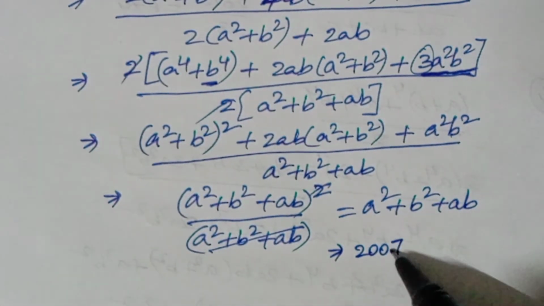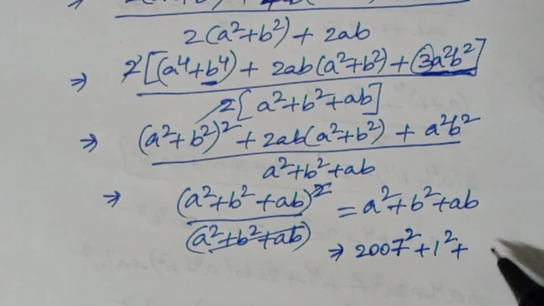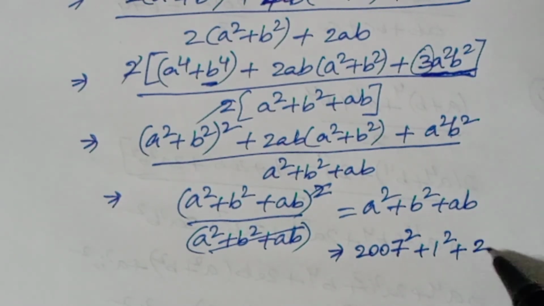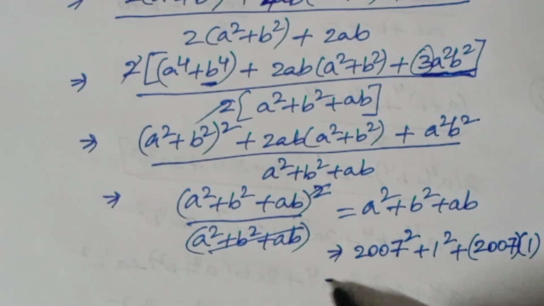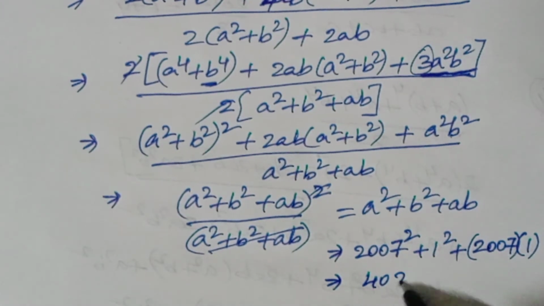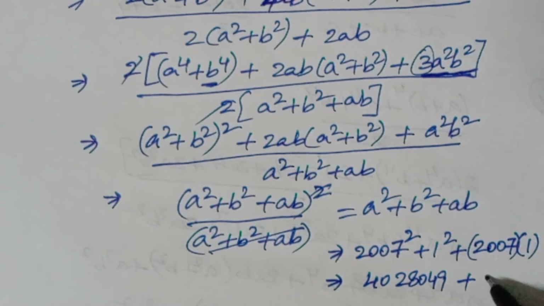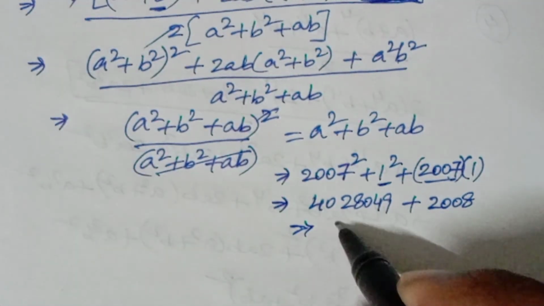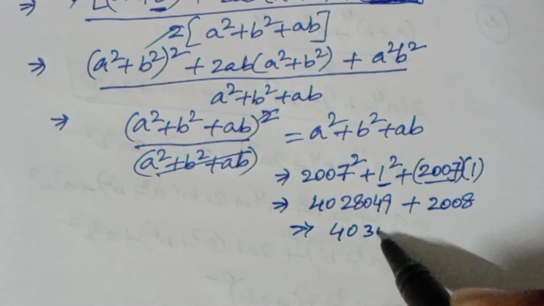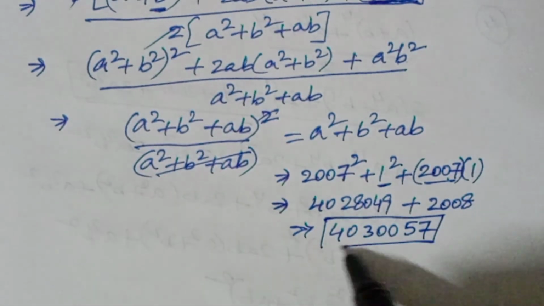So here what will we get now? a square is 1 square, b square is 2007 square, plus ab, the value 2007 into 1. So here, 2007 square means 4,028,049, plus 2007 plus 1, 2008. So the total we will get is 4,030,057.